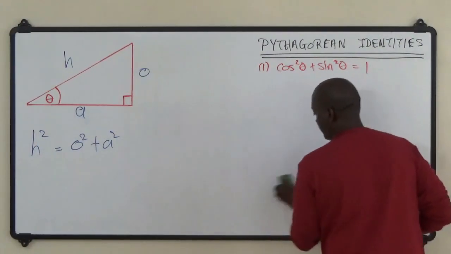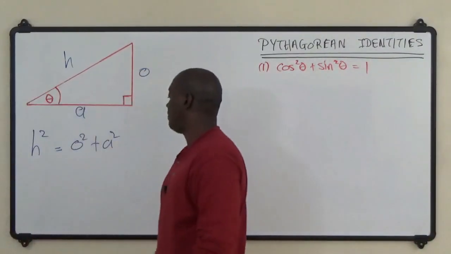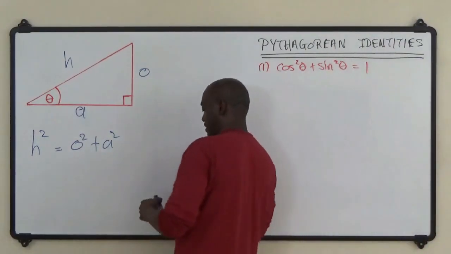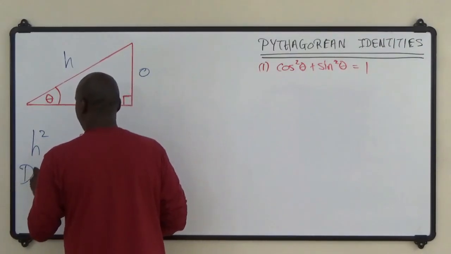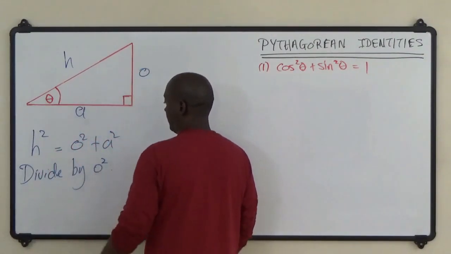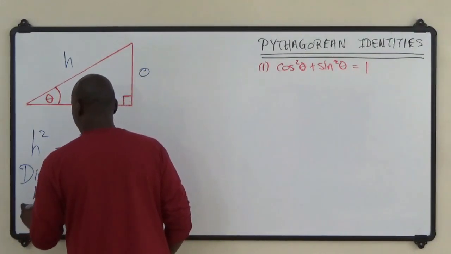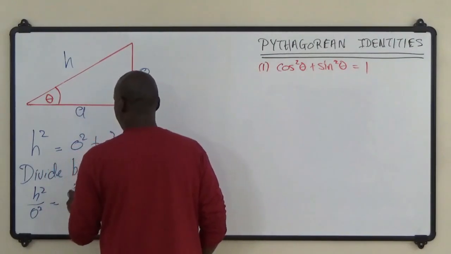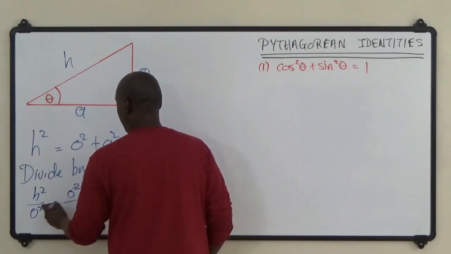So now we're going to switch things up a little bit, and instead of dividing by h squared, we're going to now divide by o squared. All right? So we divide by o squared, and we get what? h squared over o squared is equal to o squared plus a squared all over o squared.